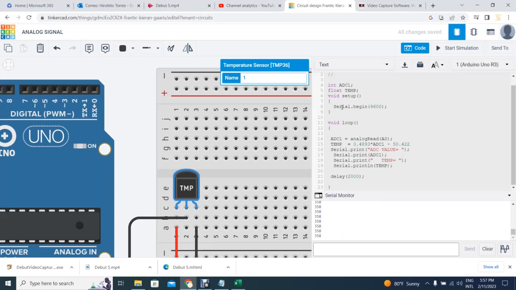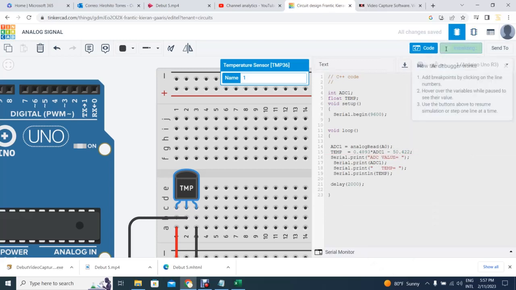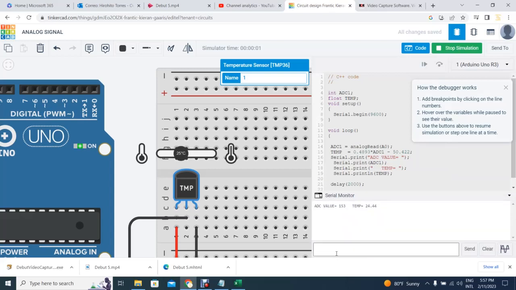As you can see, I'm ready to see now both at the same time, the ADC and the equivalent value in terms of temperature. So let's clear this data and let's run this again. Start simulation. If I miss something, it's going to show up right there. It's saying there's a problem here, and the problem is because I forgot to add a semicolon here, and that's what it's saying right here. So start simulation again, and let's open the serial monitor.